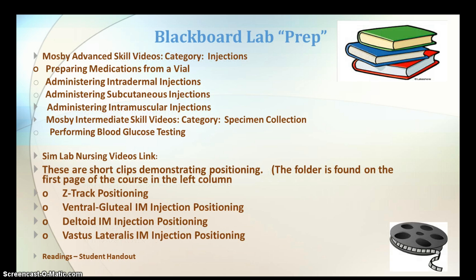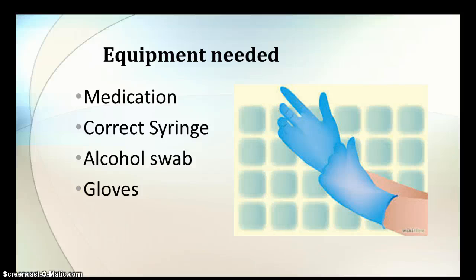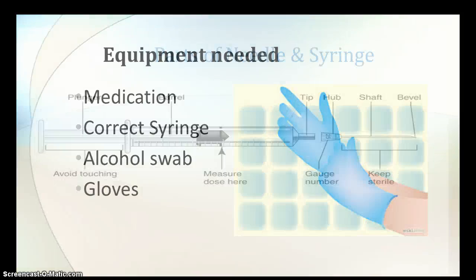The Blackboard Prep is on your student handout. You have 5 videos to watch. There are several short clips as far as injection positioning and, of course, your readings. Equipment needed for injections are the medication order, correct size syringe. We'll spend a little time talking about that, alcohol swabs, and, of course, gloves.